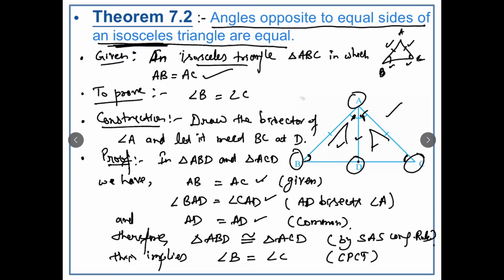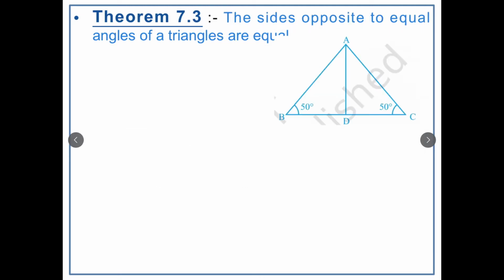Okay, since these two triangles are congruent, their corresponding angles will be equal. If these two triangles are congruent, their corresponding angles B and C will be equal. Okay, so that's the proof of theorem 7.2. Now we have the next theorem, which is 7.3. This theorem is the converse of theorem 7.2.